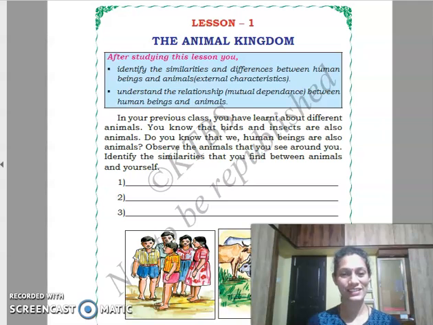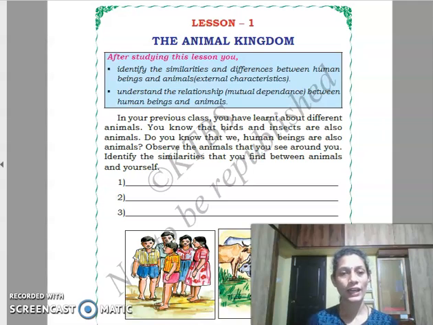I'm your EVS teacher, and I'm going to take your first lesson of your EVS, that is Animal Kingdom today. In this lesson, you are going to identify the similarities and differences between human beings and animals, their external characters. Then you are going to learn about the relationship between human beings and animals.